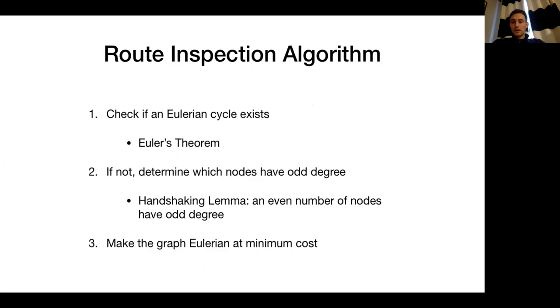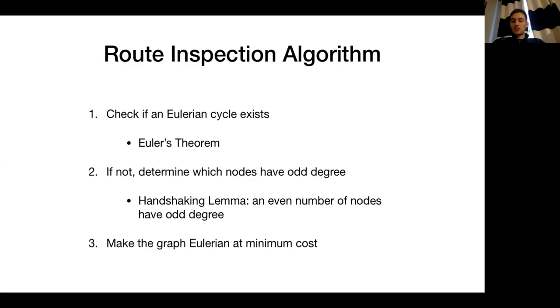So the algorithm then is actually solvable. Unlike the traveling salesman problem, which doesn't have a closed form solution, the route inspection problem actually does have an algorithm that will give you a best solution, which is to first check if an Euler cycle exists. This is pretty simple using Euler's Theorem. Again, you just check to make sure that all nodes have even degree. If not, you determine which nodes have odd degree.